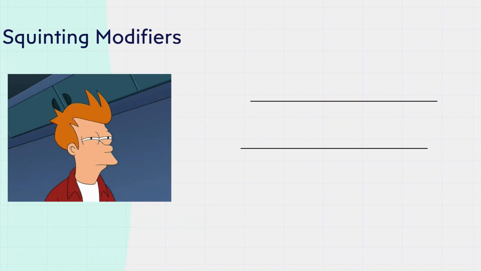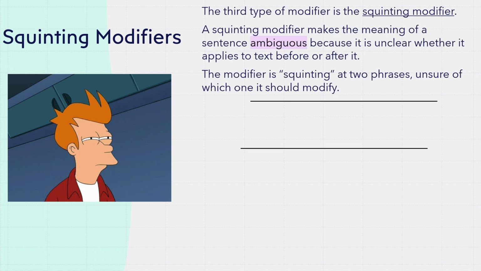Squinting modifiers are our third type of modifier we will discuss. A squinting modifier gets its name because it's unclear which part of the sentence the word intends to modify. This makes the sentence ambiguous. That word means unclear. The meaning is not apparent, uncertain about what it means. The modifier, in other words, is squinting, looking at two phrases, not sure of which one it applies to.